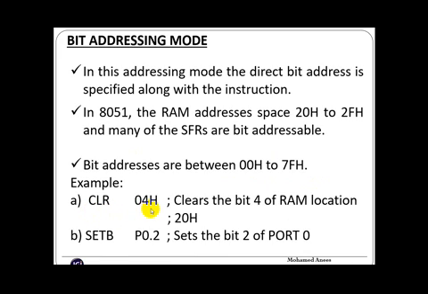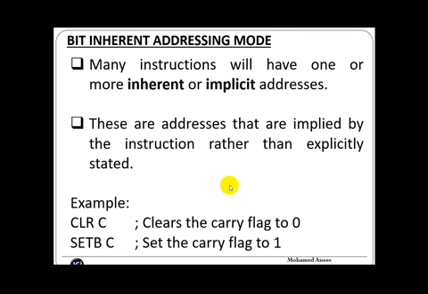Now, clear 04H. So 04H here is a bit address. So what does it say? Clears the bit 4 of RAM location 20H. Then set bit P0.2. Okay. So in this case, the bit 2 of port 0 is being set. So in bit addressing mode, the bit of the RAM location or a register is directly specified along with the instruction. The next instruction is a modification of the bit addressing mode.